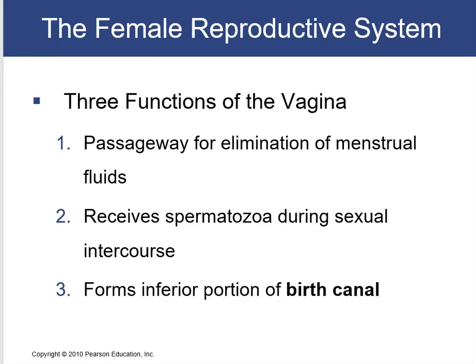Functions of the vagina. This is the passageway for the elimination of the menstrual fluids. It also receives the spermatozoa during sexual intercourse, and it forms the inferior portion of the birth canal.